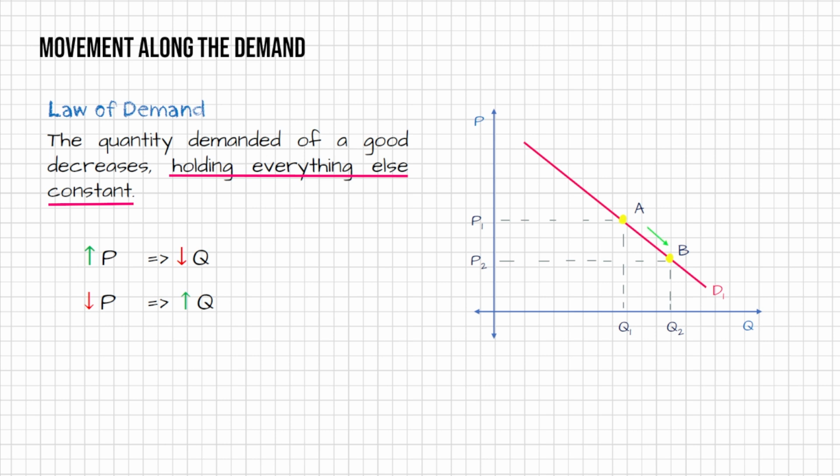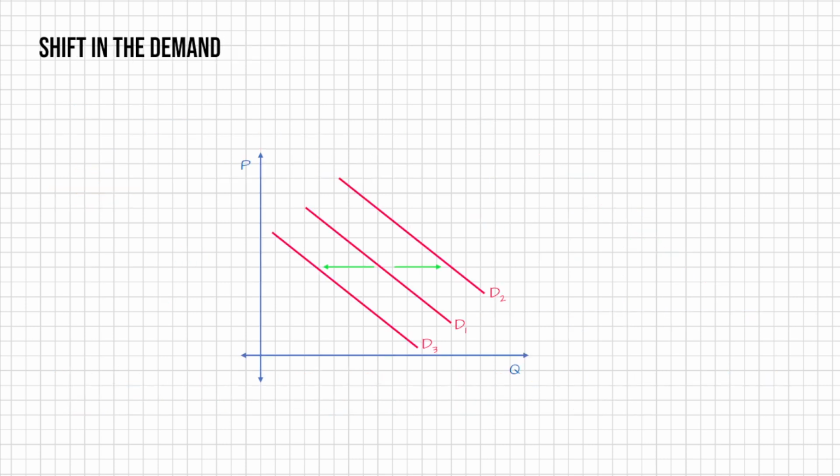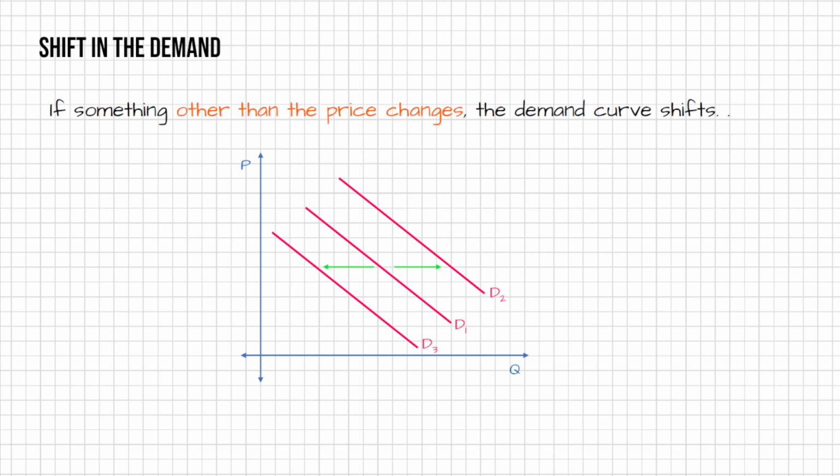If the price increases to P3, the quantity demanded falls to Q3, moving along the curve from point B to point C. So, movement along the demand curve happens only when the price of the good or service changes. Now, when does the demand curve shift? If something other than the price changes, the demand curve shifts.